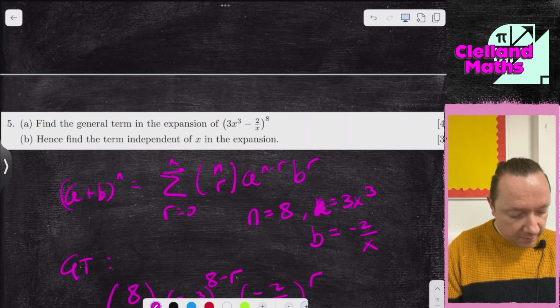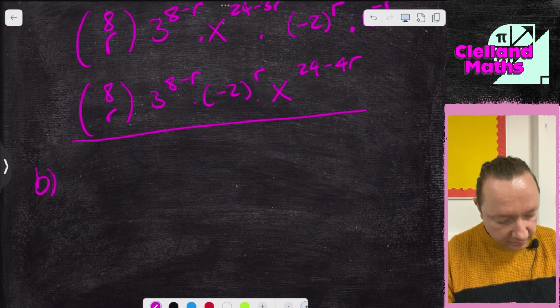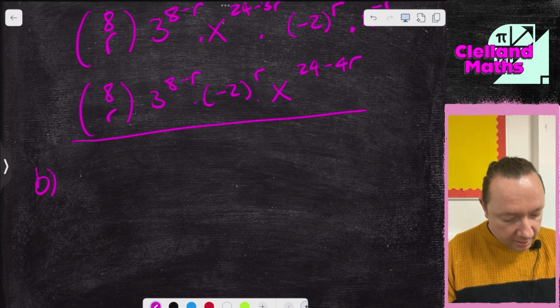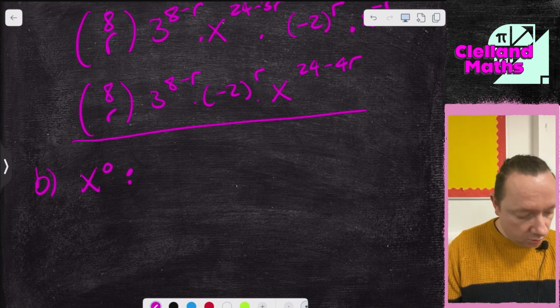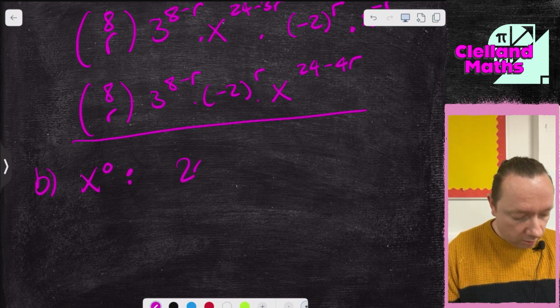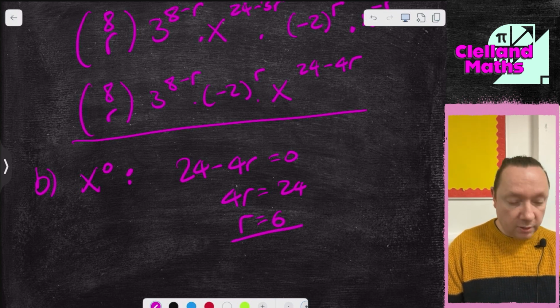Part B, hence find the term independent of x in the expansion. Independent of x implies that it's x to the 0 we're looking at, because that means there was no x term. So in other words, 24 minus 4r equals 0. So 4r is 24, so r equals 6. So we're subbing 6 into our general term.